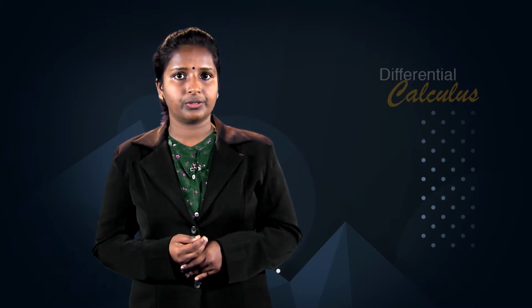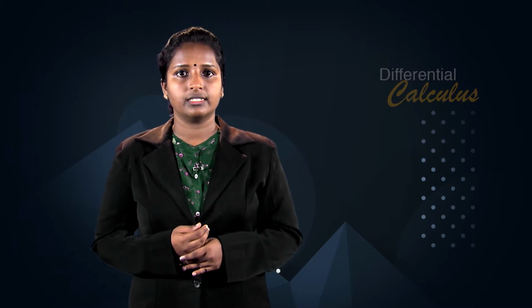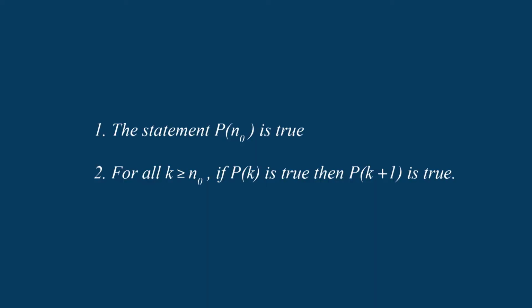We recall mathematical induction. Let n naught be a natural number and let p of n be a statement for each natural number n greater than or equal to n naught. Suppose that first, the statement p of n naught is true, and second, for all k greater than or equal to n naught, if p of k is true, then p of k plus 1 is true. Then the statement p of n is true for all n greater than or equal to n naught.